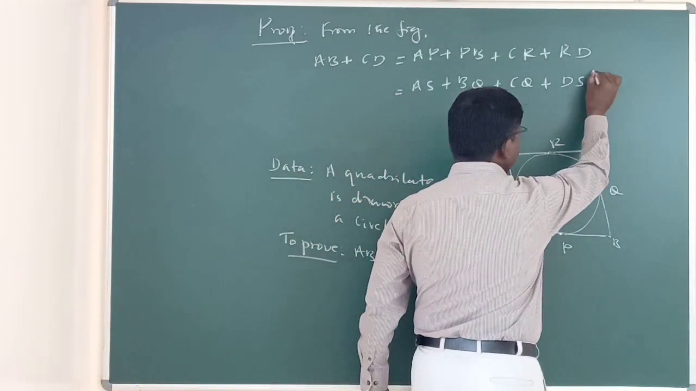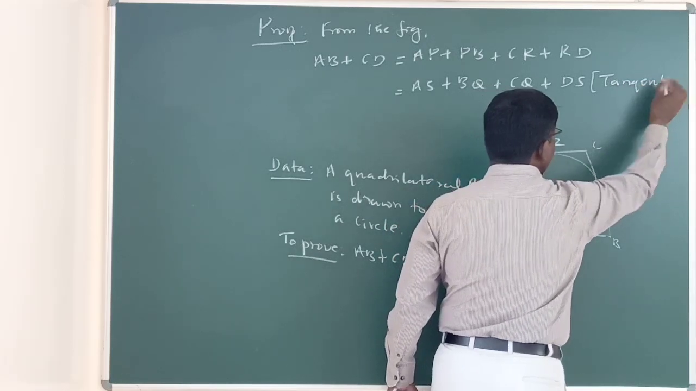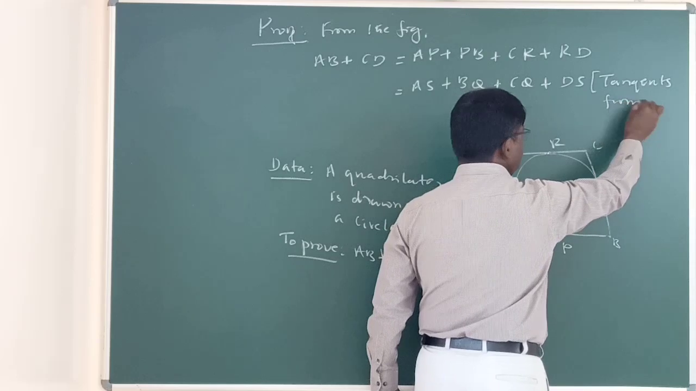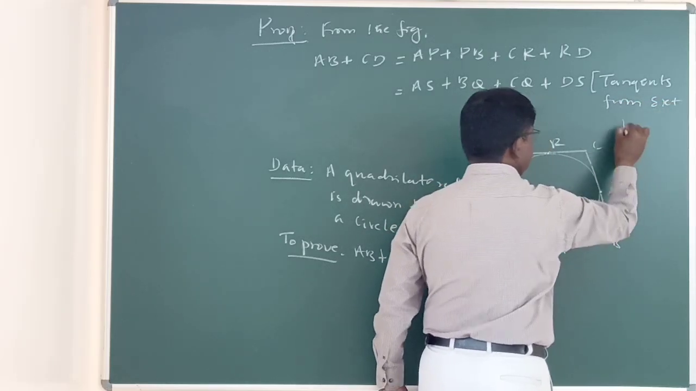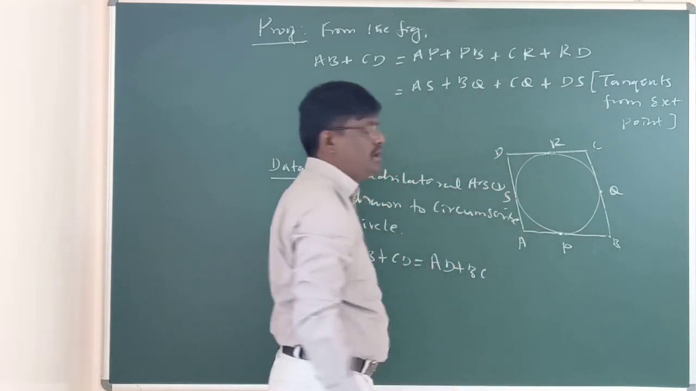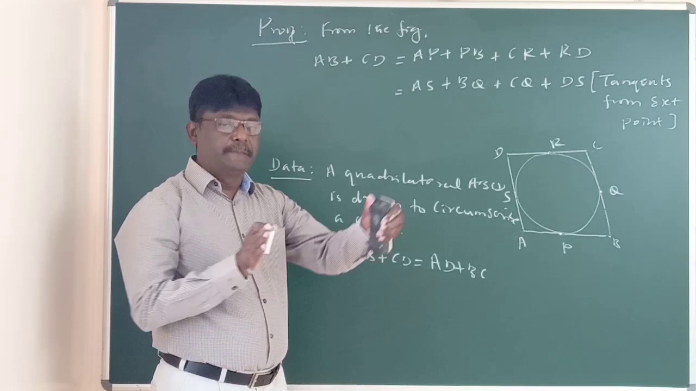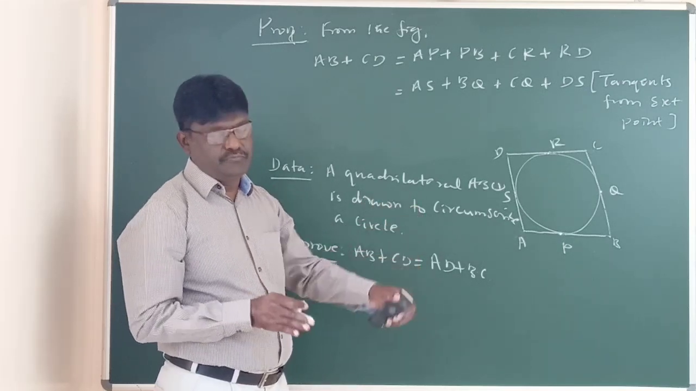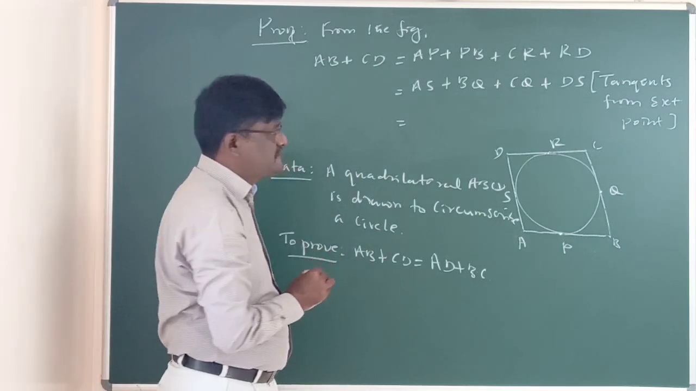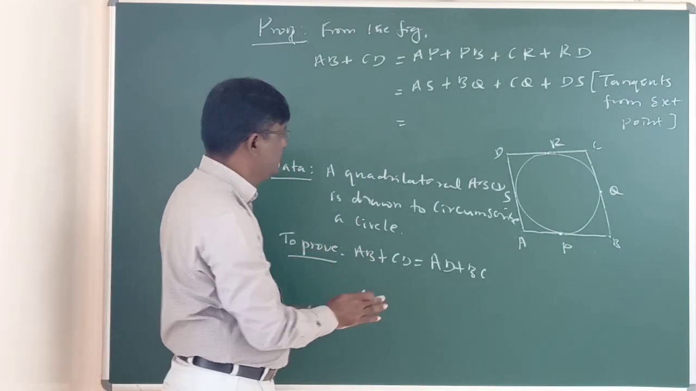Then let us write the reason: tangents drawn from an external point. It is understood. So here we have changed all of those because tangents from an external point are equal. Here the complete theorem need not be written. Okay. Put equal. Now just group them according to what we need.